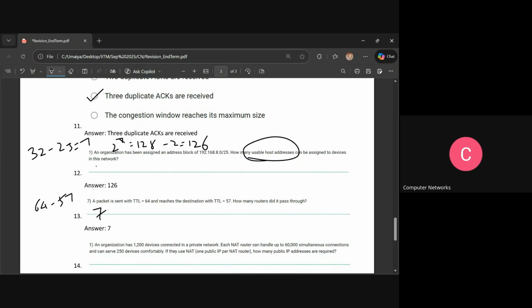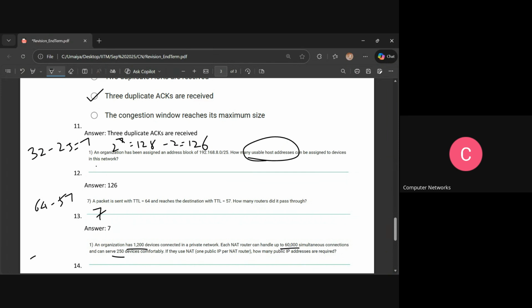An organization has 1200 devices connected in a private network. Each NAT router can handle up to 60,000 simultaneous connections and can serve 250 devices comfortably. So if they use NAT, one public IP per NAT router, how many public IP addresses are required? So what we need to do? Number of devices per NAT is 250. What is the total number of devices? Total number of devices is 1200. So what will be the answer then?